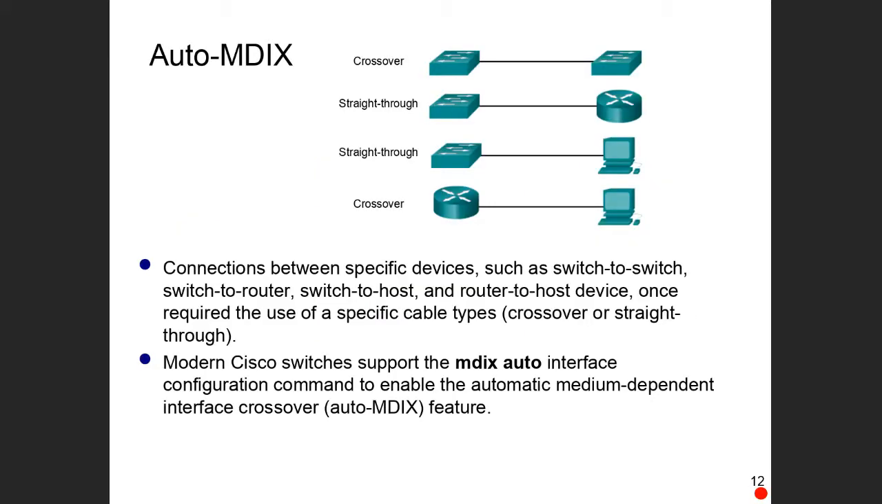Auto-MDIX is a feature where we used to require a crossover cable between two like devices, like two routers or two switches or two host machines. We would have to use a crossover cable. Most of the electronics in the past 10 to 15 years in particular have put in Auto-MDIX, which means that it doesn't matter whether you use a crossover or a straight cable, it's going to work either way. If it should have been crossover and you used a straight, or it should have been a straight and you used a crossover, it wouldn't have worked 20 years ago, but it will work now.